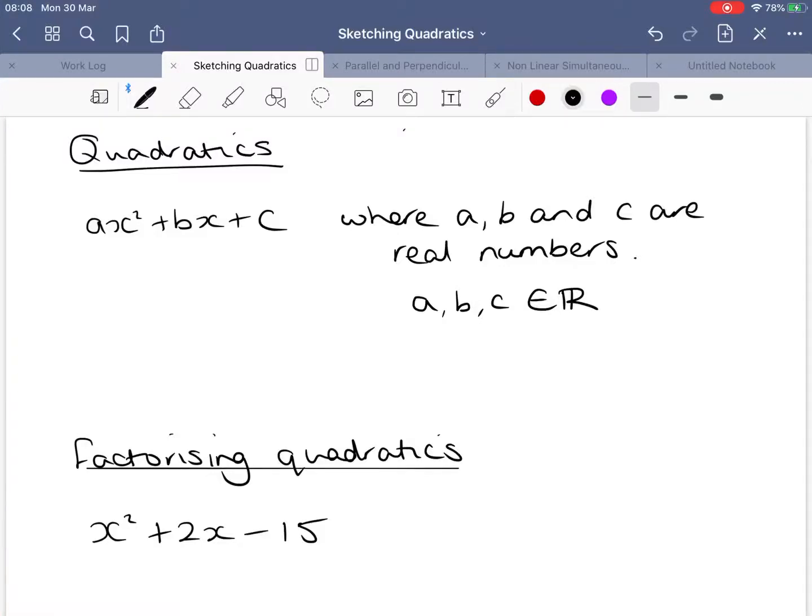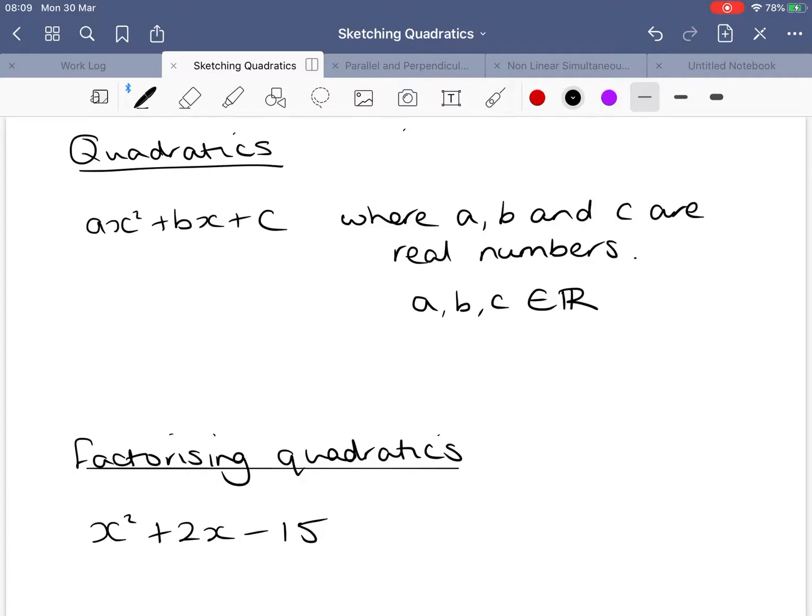Okay, so today we're going to look at quadratic equations and quadratic expressions, and eventually we should get to the point where we should be able to sketch quadratics. So let's have a look. A quadratic looks like this.